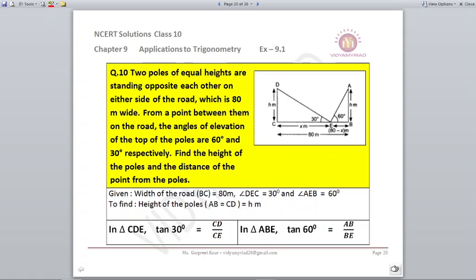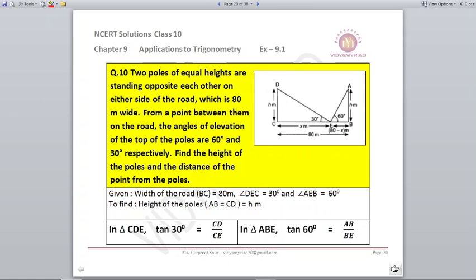So we are taking a point E. So here we have angles given to us, one is 30 and one is 60. Find the height of the poles and the position of the point. So let us use this. We will take the height as H, and we have the distance between them. So E is the point on the road in between.